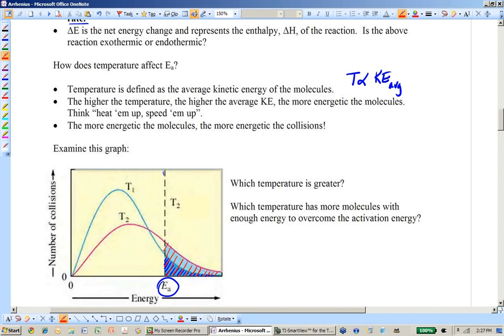So what does that mean? That means that T2 is higher and T1 is lower. Kind of counterintuitive, huh? Because you're seeing that big hump and you're thinking, well, T1's got a big old hump, so it's got to be higher. No, no, no, no, no. So T2 is greater temperature, higher temperature.